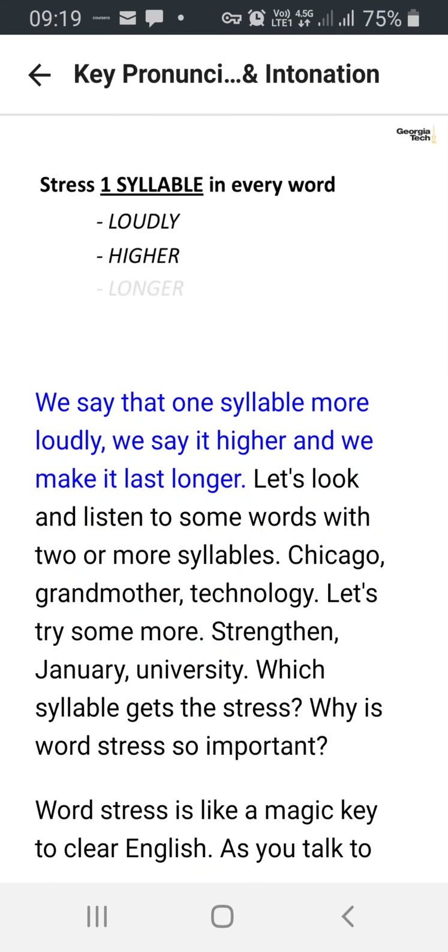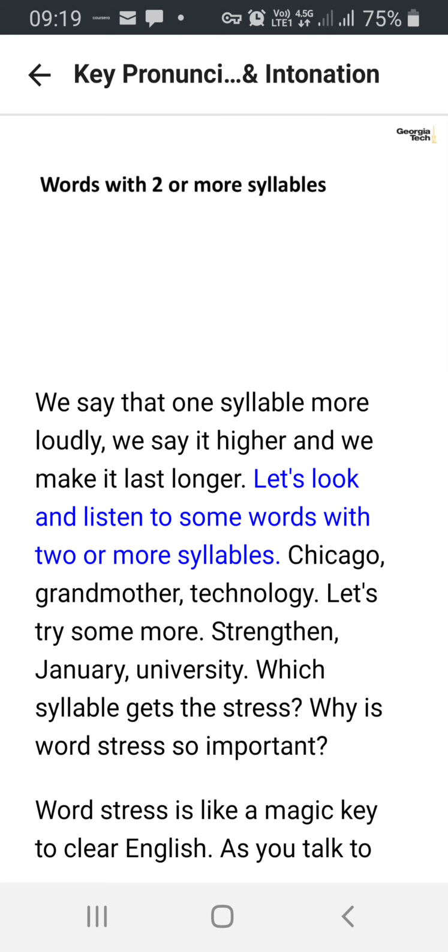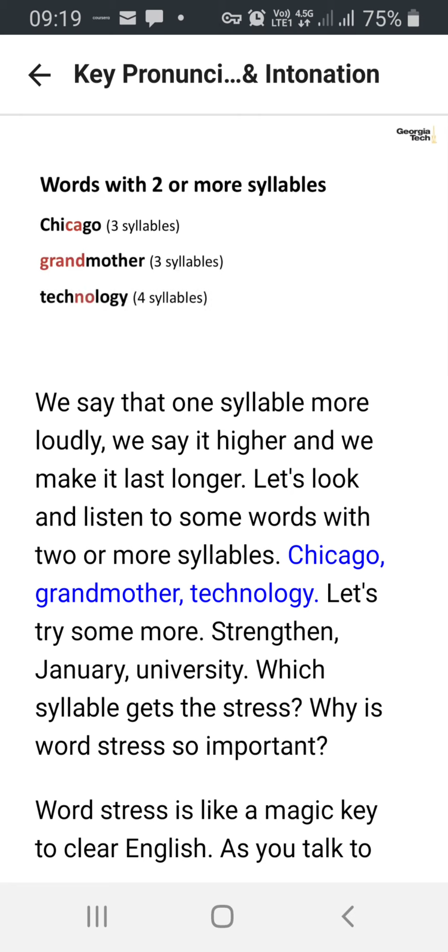Let's look and listen to some words with two or more syllables. Chicago, grandmother, technology. Let's try some more. Strengthen, January, university. Which syllable gets the stress?